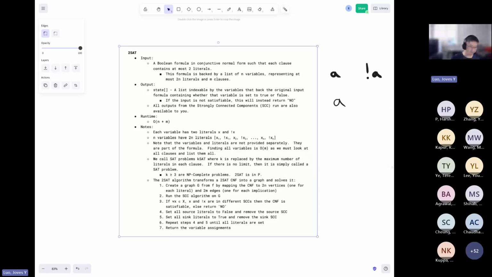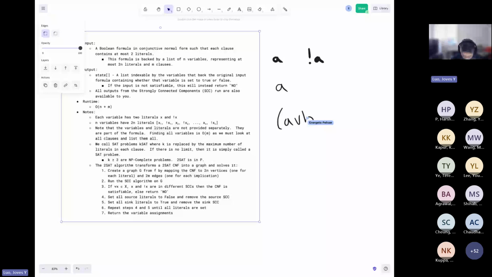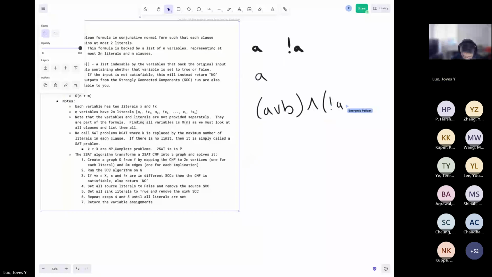Okay, so you basically create a graph that transforms to 2-SAT. Let's say a 2-SAT like A or B, and not A or B, something simple like that. Create a graph by mapping the CNF to 2n vertices, one for each literal. So we have an A vertex, a B vertex, a not A vertex, and a not B vertex. Okay, so those are the representations. And then we create edges.